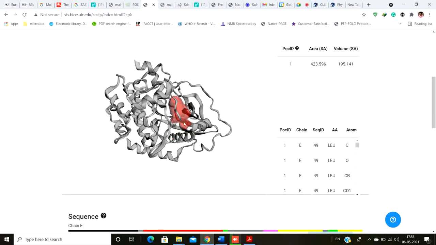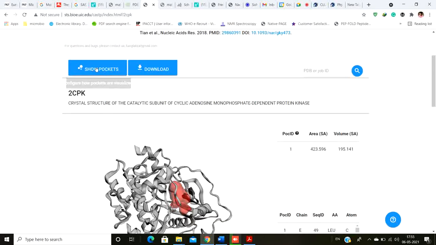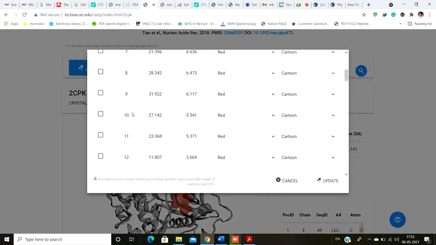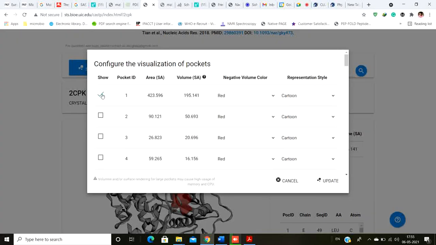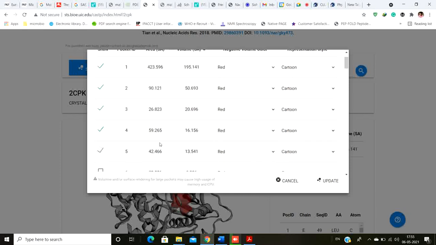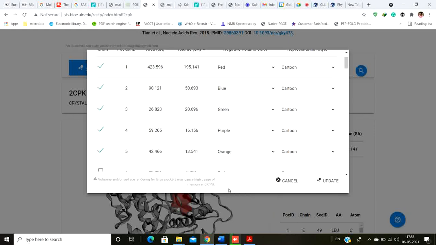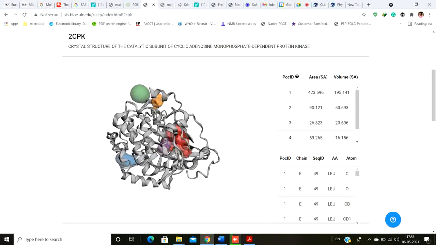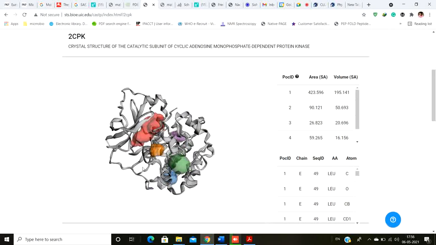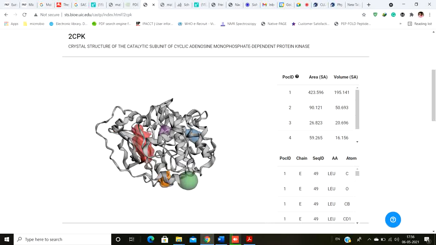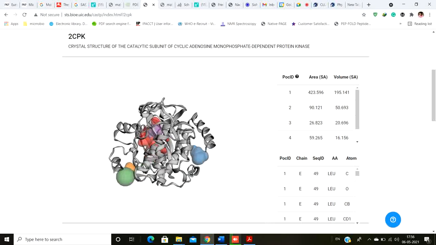Whenever you do that, there are various kinds of pockets, and it's going to show you those pockets. This is the first pocket, second pocket. Let me highlight 5 pockets, and I'm going to change the color also, so that we can identify the different pockets by different colors. So these are the first 5 pockets that I've highlighted: the first pocket, then the second and third. These are the solvent accessible regions.